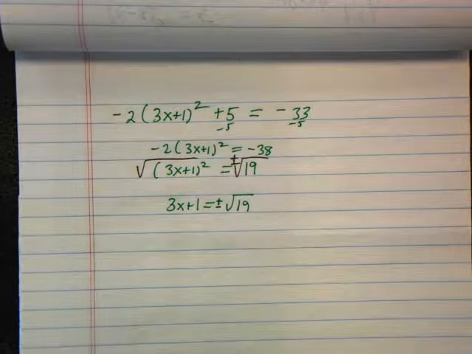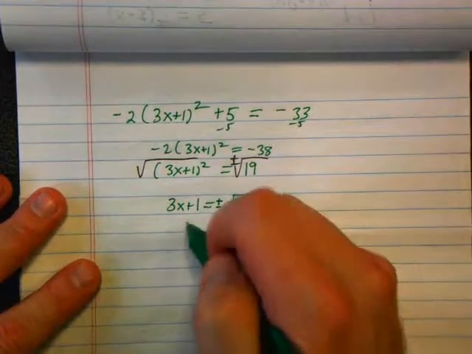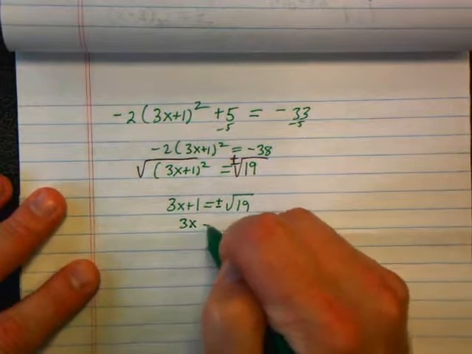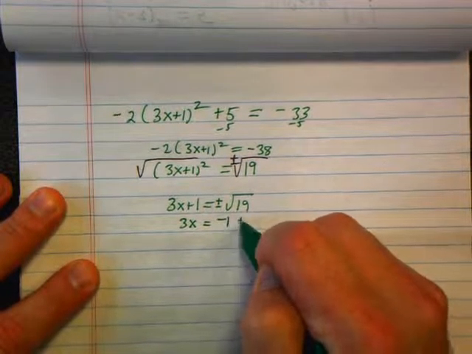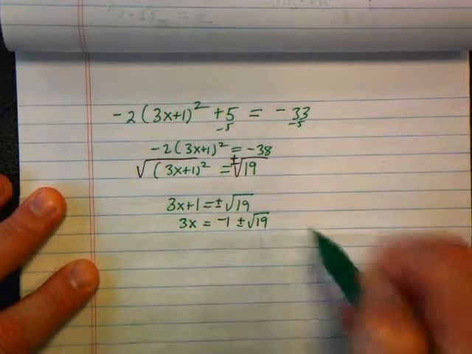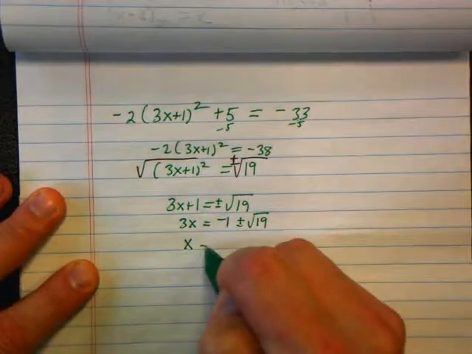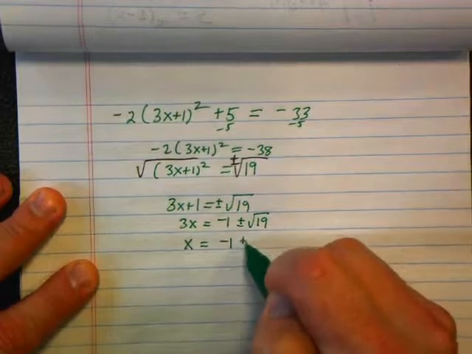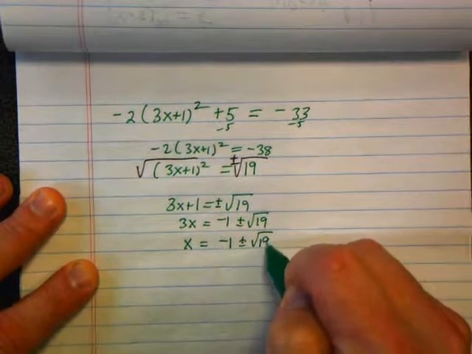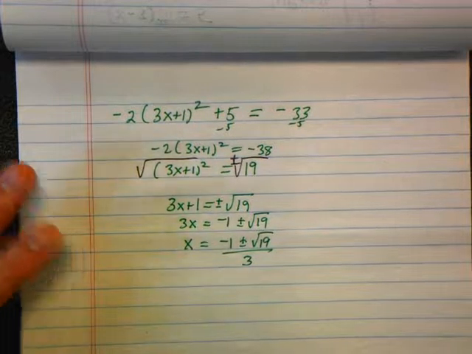All right, so now we subtract the 1. 3x equals negative 1 plus or minus square root of 19. And finally, we divide by 3. Negative 1 plus or minus square root of 19 over 3. Questions on that?